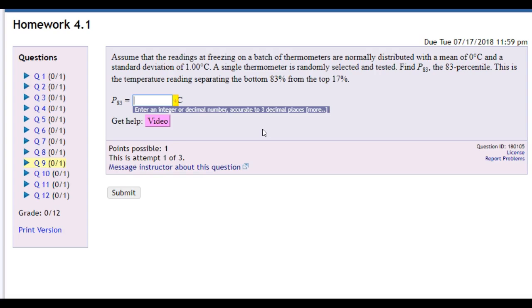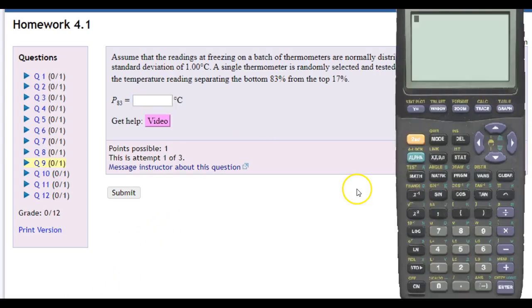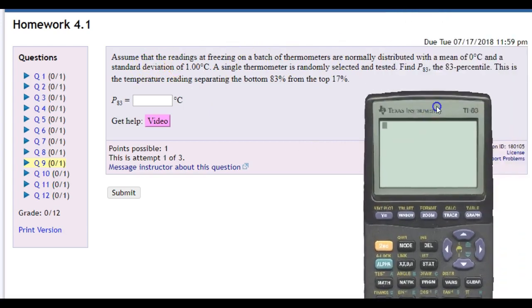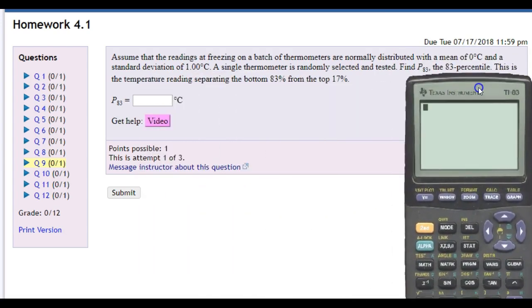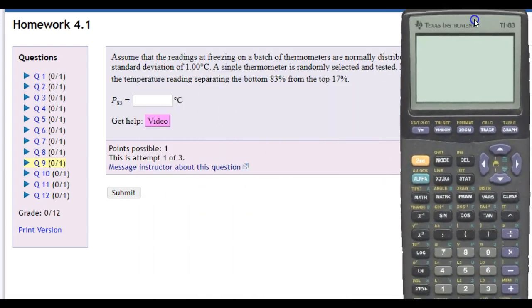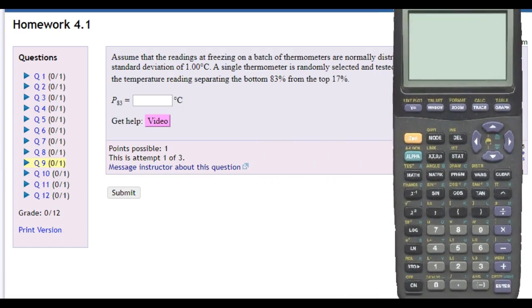So hold on one moment while I calculate this. I'm going to pull up my calculator now. Okay, so this is asking for the value at the 83rd percentile, and this is the standard normal distribution. It says it has a mean of 0 and a standard deviation of 1, and we're trying to find the 83rd percentile of the standard normal distribution.